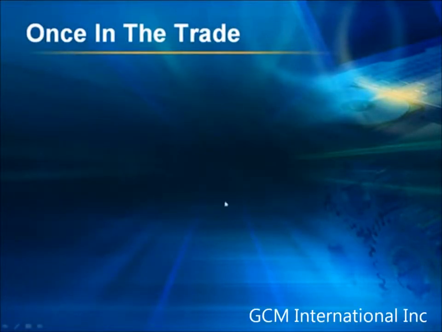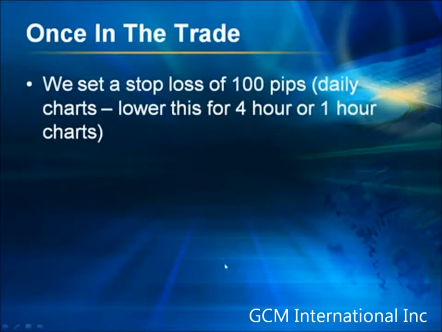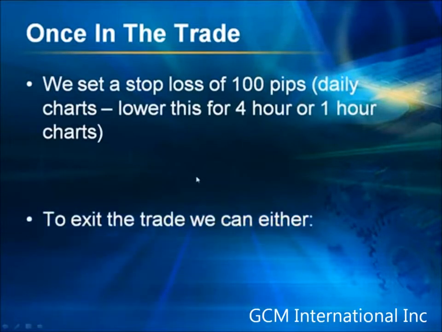And then once we're in the trade, the trades themselves are fairly automated. We set a stop loss at 100 pips. And again, this is for the daily charts. When we get to video 5, I'll talk about some shorter time frames, but don't use 100 pip stops on a 4-hour or 1-hour chart if you decide to trade those.